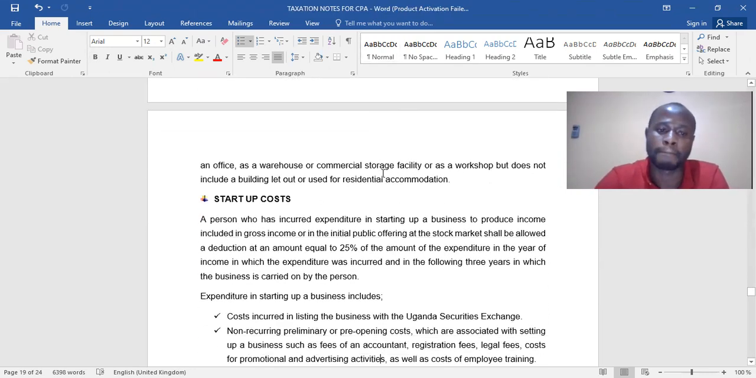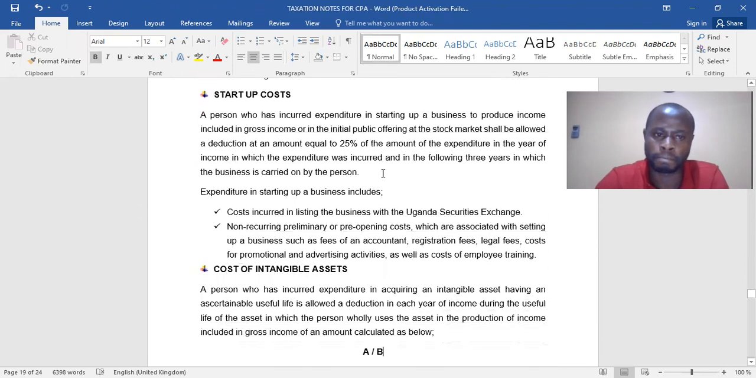Startup costs. A person who has incurred expenditure in starting up a business to produce income included in gross income is allowed a deduction at a rate of 25%. That means it is allowed a deduction in 4 equal installments. The first year is 25%, then 25% in each of the next 3 years.